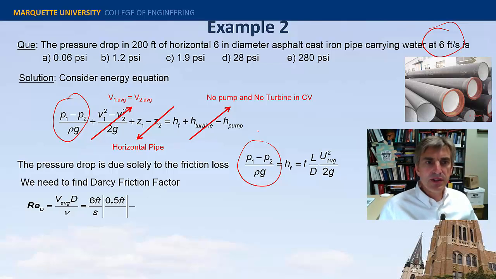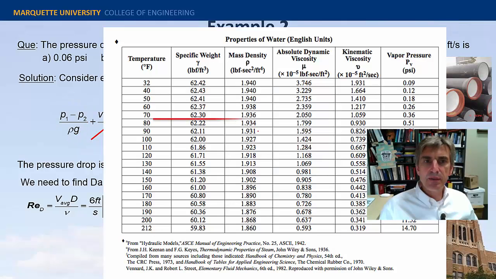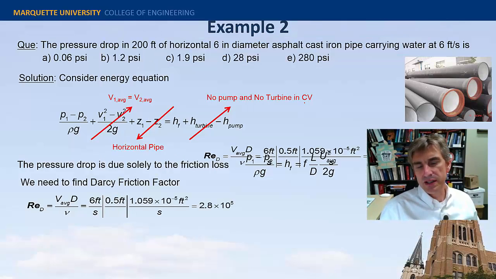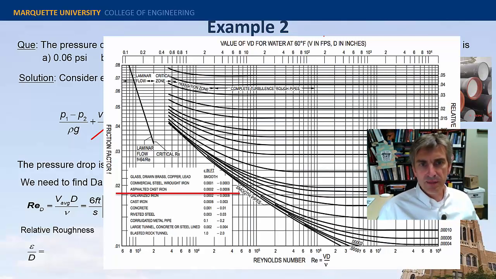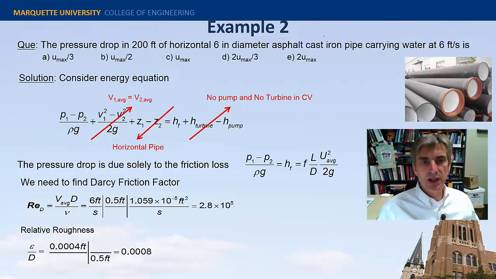So calculate the Reynolds number: 6 feet per second times the diameter. I look up the density and the kinematic viscosity of water, plug that in, and I get a Reynolds number of 2.8 times 10 to the 5th. That's a reasonable Reynolds number. You're looking for something in the 10 to the 4th, 5th, or 6th range. For the relative roughness, we have this cast iron pipe here, so I can again look on the Moody diagram, between 0.0002 and 0.0006. I'll take the average and I get 0.0008 as the dimensionless roughness over the diameter. So together, I should be able to get the friction factor.